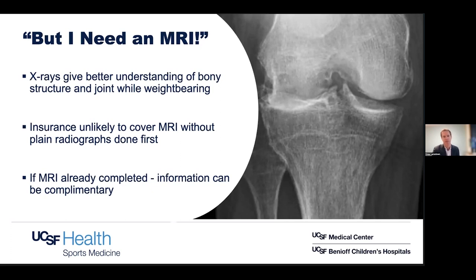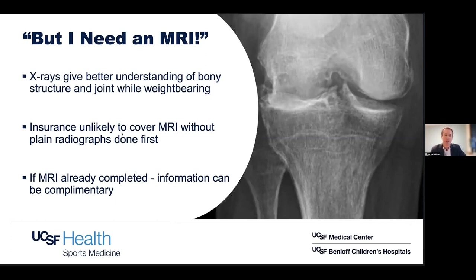And sometimes people say, well, it feels more like a soft tissue problem. It doesn't feel bony. But how that joint reacts to load is what we'll really be able to see on X-ray. So it is important to have, and that will always be our first line imaging study to look at the knee.